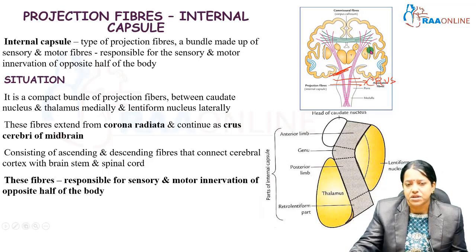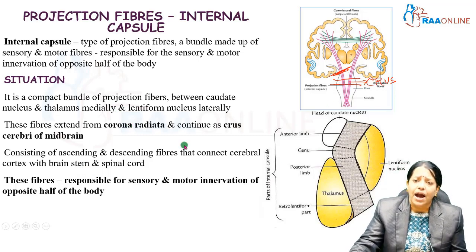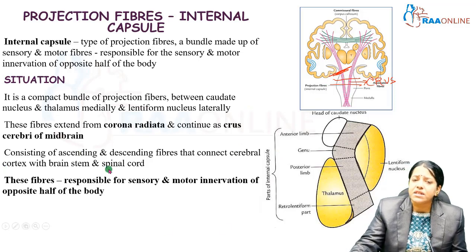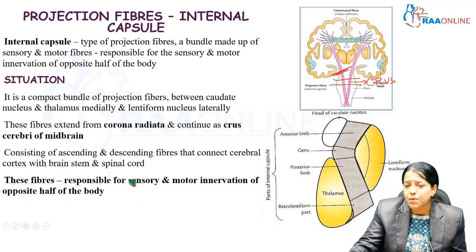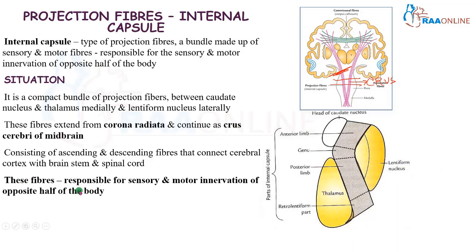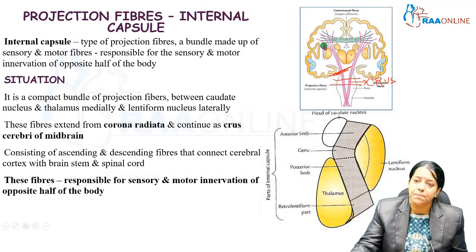It is situated definitely in the inferior medial part of the cerebrum, and it extends into the midbrain as the crus cerebri. They consist of ascending fibers and descending fibers that connect the cerebral cortex with the brainstem and spinal cord. These fibers are all responsible for sensory and motor innervation of the opposite half of the body. These fibers are very important because they are carrying the main motor and sensory tracts.